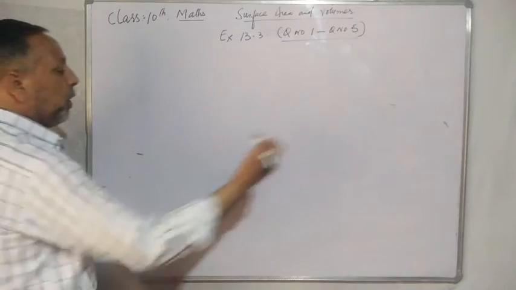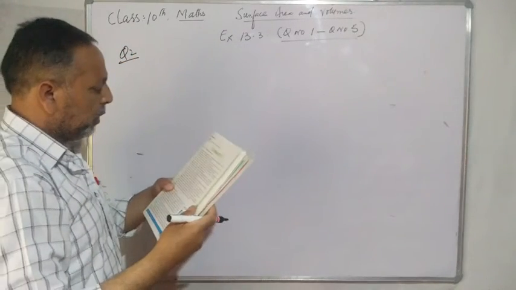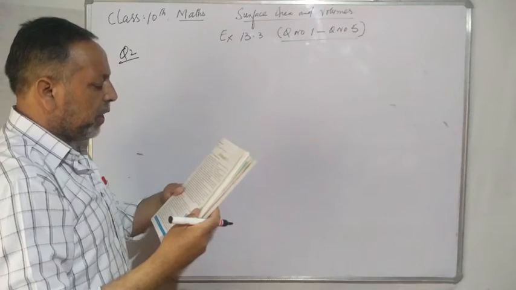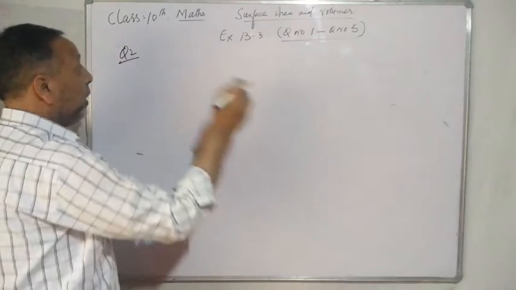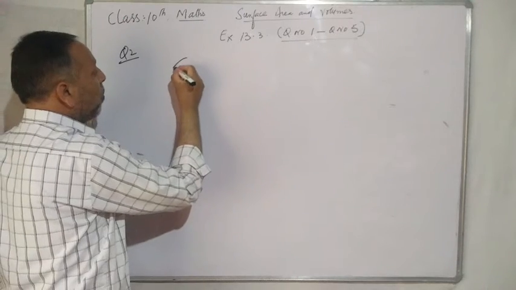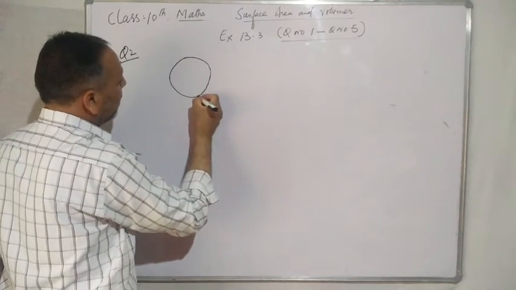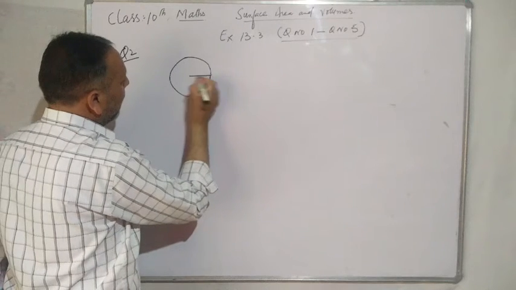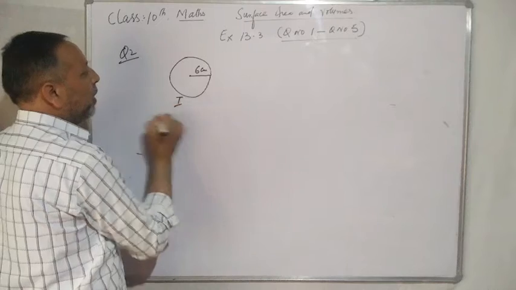Now the second question is: metallic spheres of radii 6, 8 and 10. We have been given 3 metallic spheres. This is sphere 1. It has a radius of 6 centimeter. Let me name this as sphere 1.